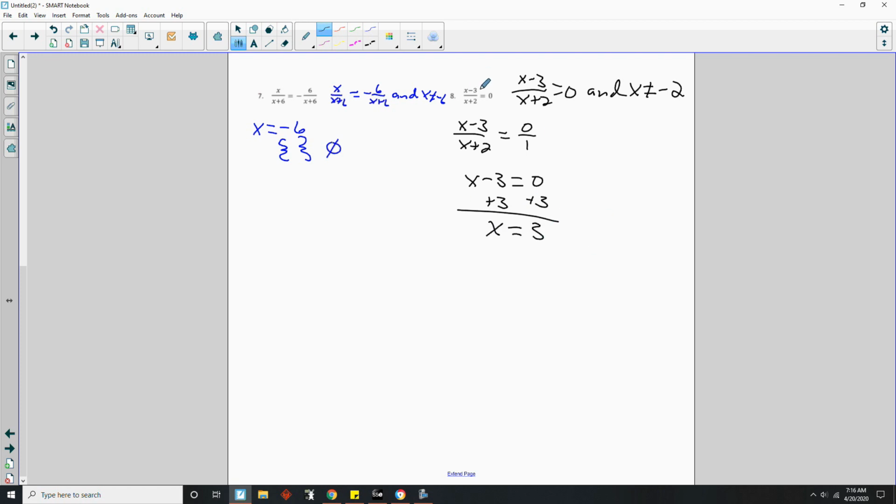So 3 minus 3 is 0. 3 plus 2 is 5. 0 over 5 is 0. So the solution to this is 3. It's not my restriction. We're all good.